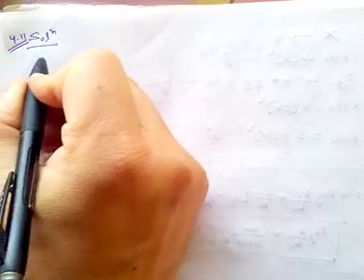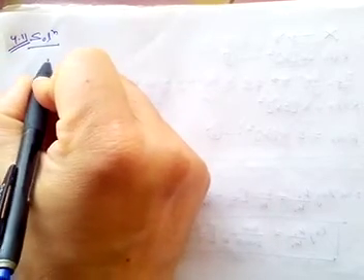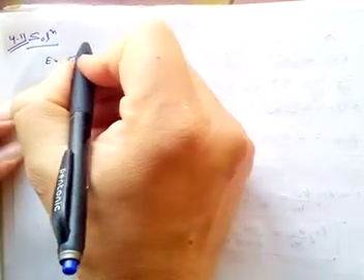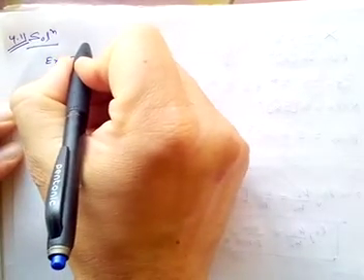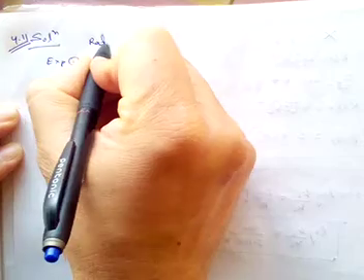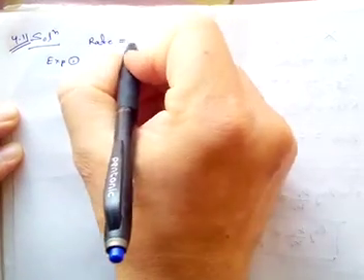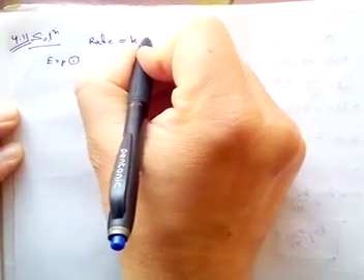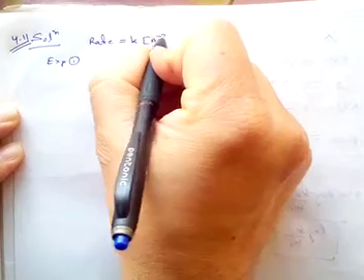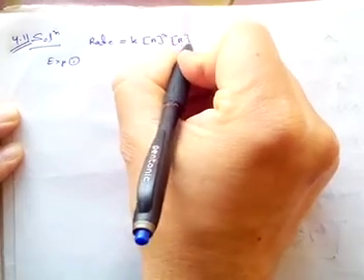Now we will solve this. So the solution is 4.11. Before starting experiment number 1, we know that rate is equal to k, A to the power x, B to the power y. This is the rate law expression, right?